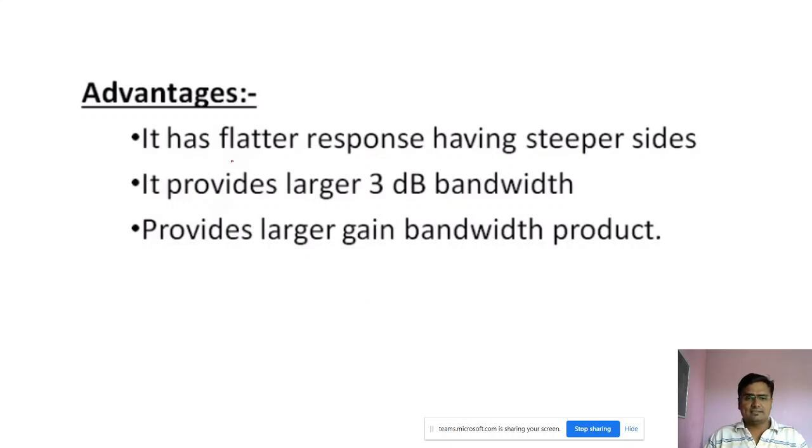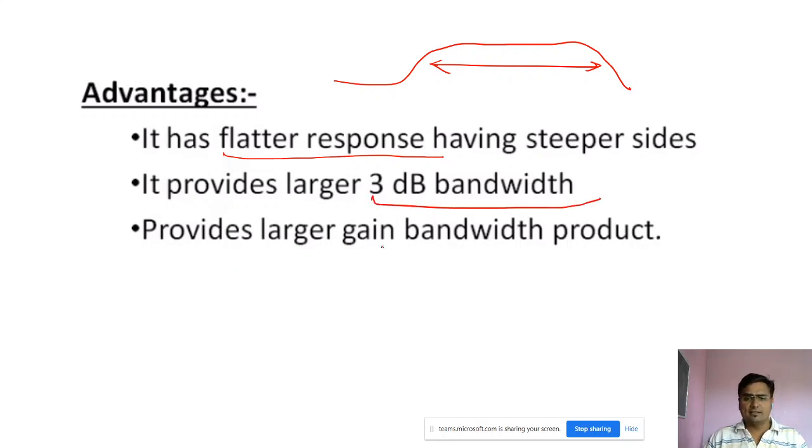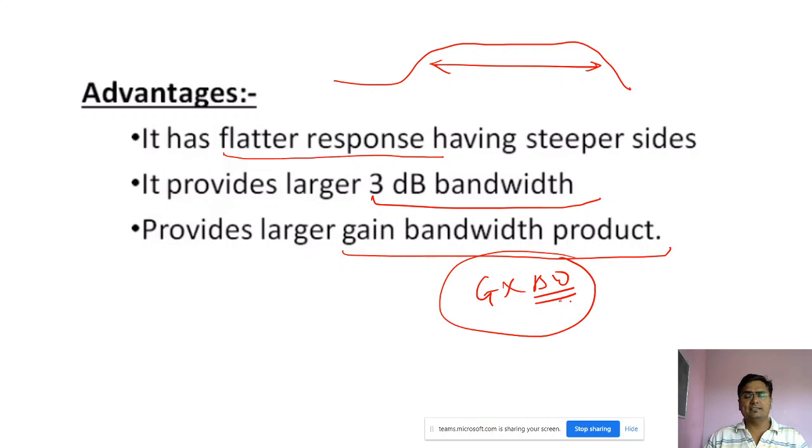Now, what are the advantages? The advantage is a flat response. Obviously bandwidth is more, it means the response is very flat, or flatter. Large 3 dB bandwidth, just obvious. Larger gain bandwidth product, that is gain multiplied by bandwidth, that product will be large. Why? Because bandwidth is large. If any one is large, obviously you will get this product very large. Here in my case bandwidth is very large, and that's why the gain multiplied by bandwidth product is very large.